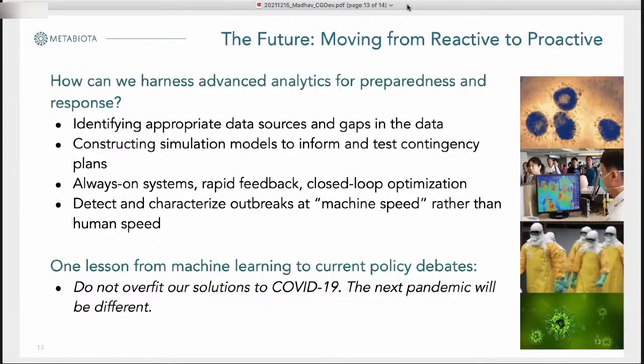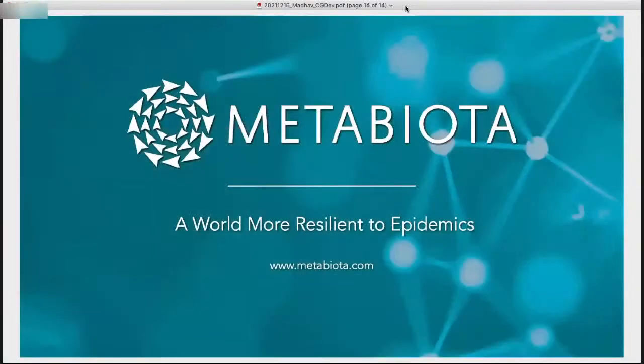And then one lesson I also want to mention and leave you all with from machine learning to the current policy debates is we also don't want to overfit our solutions to COVID-19 because the next pandemic undoubtedly will be different. There are many different flavors of epidemics and pandemics. And so we don't want to be overly tailored in fighting the last war or the current war, when we're thinking about the future. So that's all I had. So I'll stop there and look forward to any questions and further discussion.